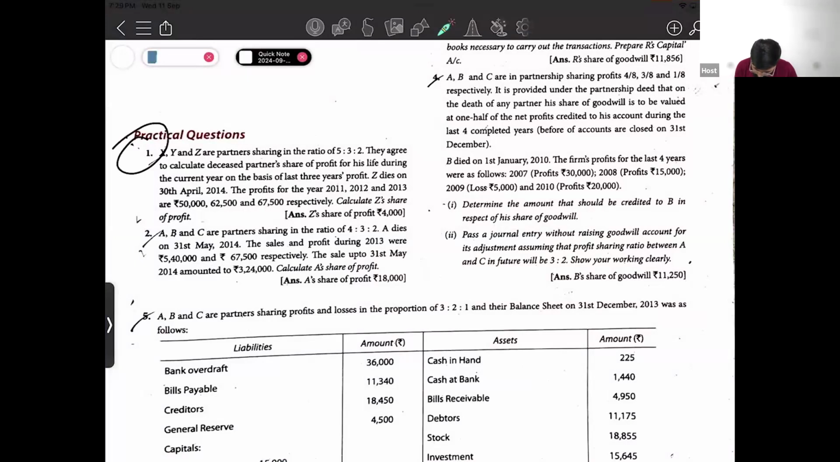X, Y, and Z are partners sharing in the ratio of 5:3:2. They agree to calculate the deceased partner's share.